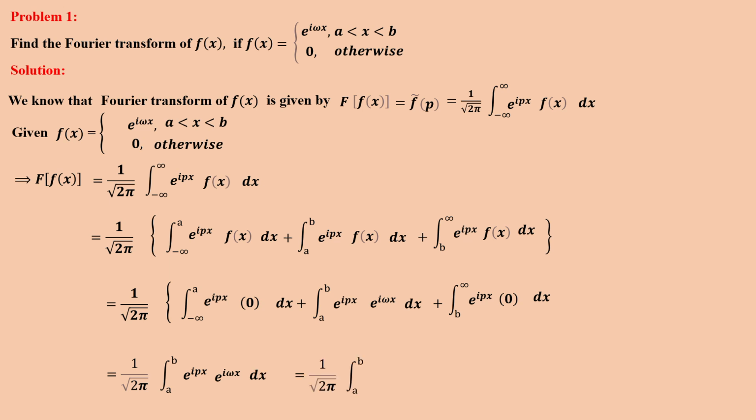Which is equal to 1 by root 2π integral a to b, grouping the exponents, e^i and x are common, take them outside: e^(i(p+ω)x) dx. We know the integral of e^(ax) is e^(ax) by a. Instead of a, we have i(p+ω). So e^(i(p+ω)x) by i(p+ω), lower limit a, upper limit b. So we are substituting the upper limit and lower limit.